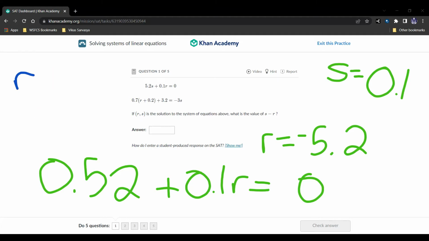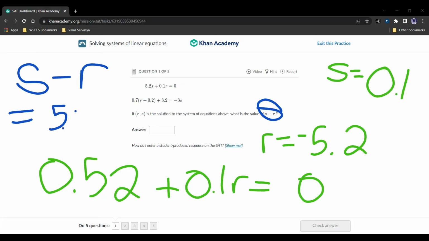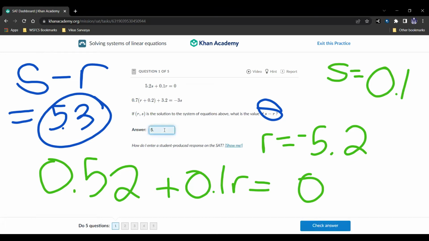be sure to know what your questions ask for. Usually it would be r plus s, that's why I thought of that. But here it is s minus r, which is going to be 5.3, and that is our answer. 5.3.